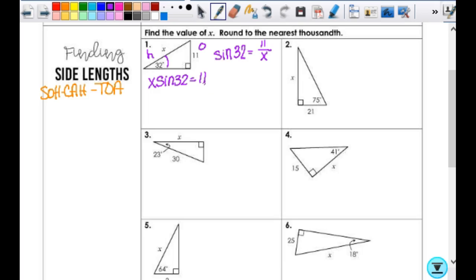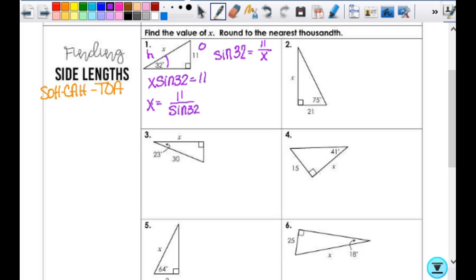And then I need to get x by itself, so what do I do? Divide by the sine of 32. So x is equal to 11 divided by the sine of 32. And now again, we're still not touching our calculators, not now. But we get to this point. Now, if you notice what happened, we started here, we ended here. Sine 32 and x switch places. That's going to happen every single time. So it's pointless to do this step every single time.